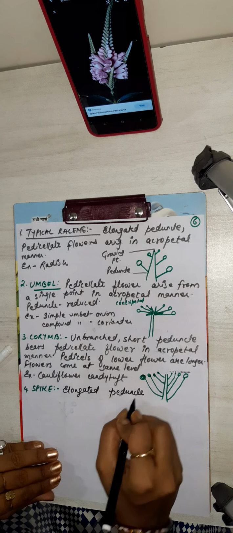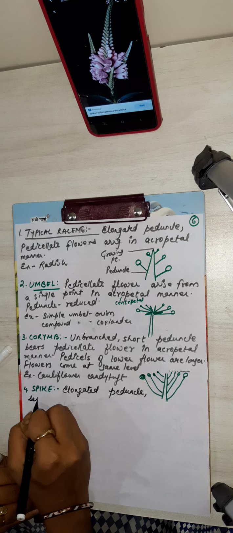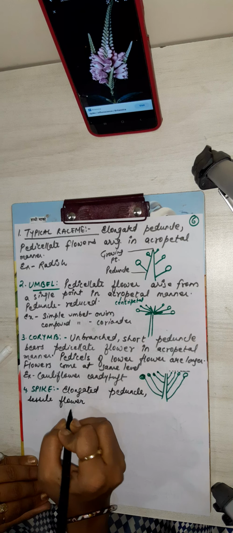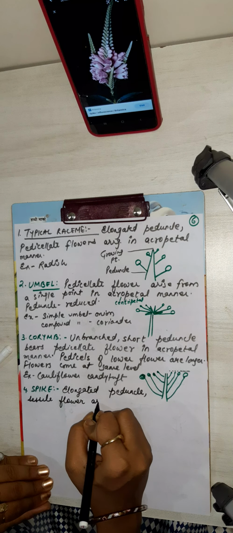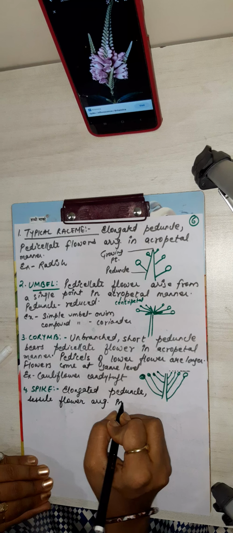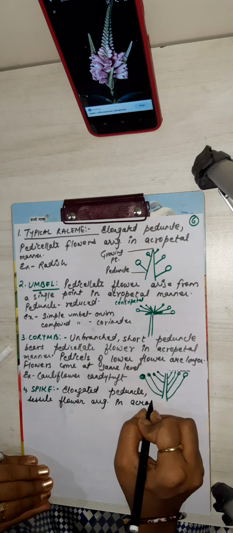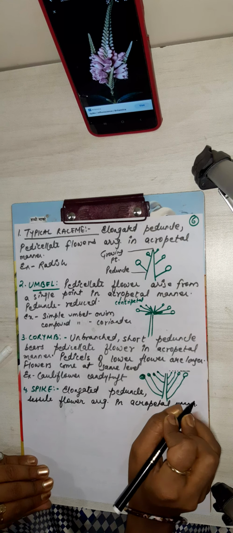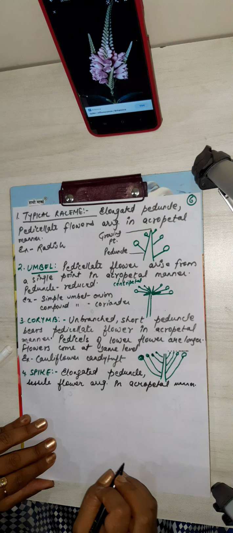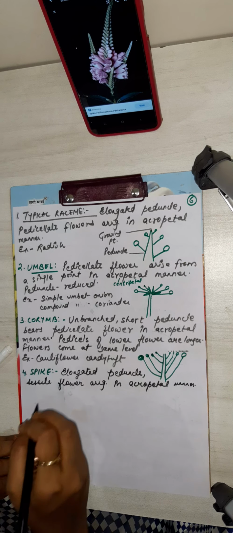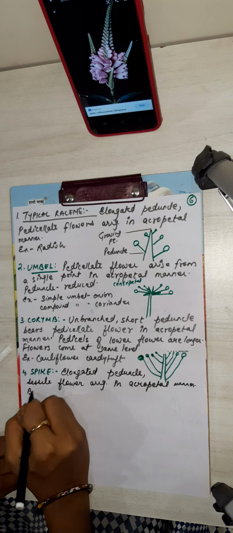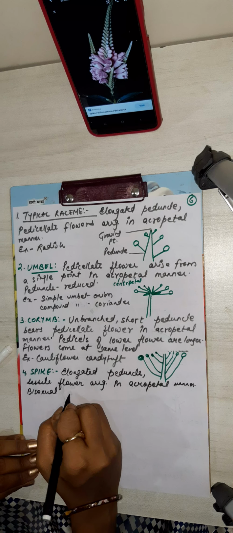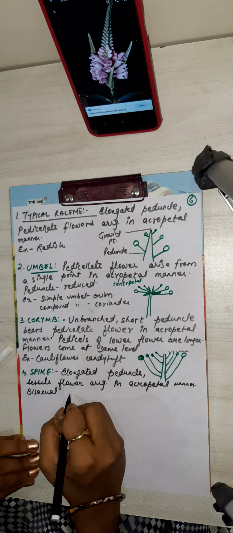Okay, and there is sessile flowers arranged in acropetal manner. Okay, and flower is bisexual. Bisexual flower is there. Example is bottle brush.